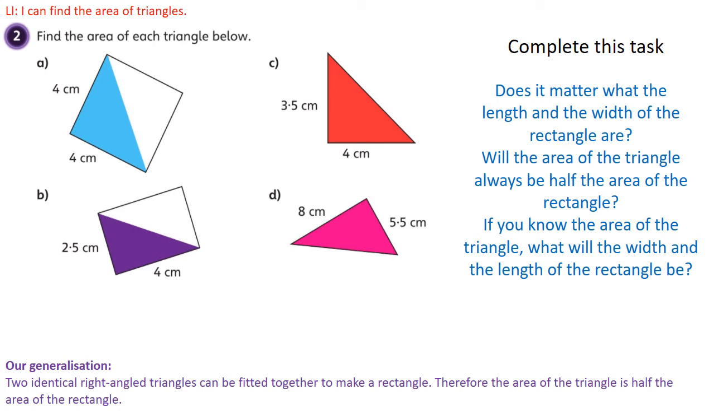Now with D is exactly the same. The only thing is, the triangle is the other way up. So just think about which one is your right angle. Your right angle is there. So again, you're using those 2 numbers that you've been given to multiply together. 5.5 times 8.